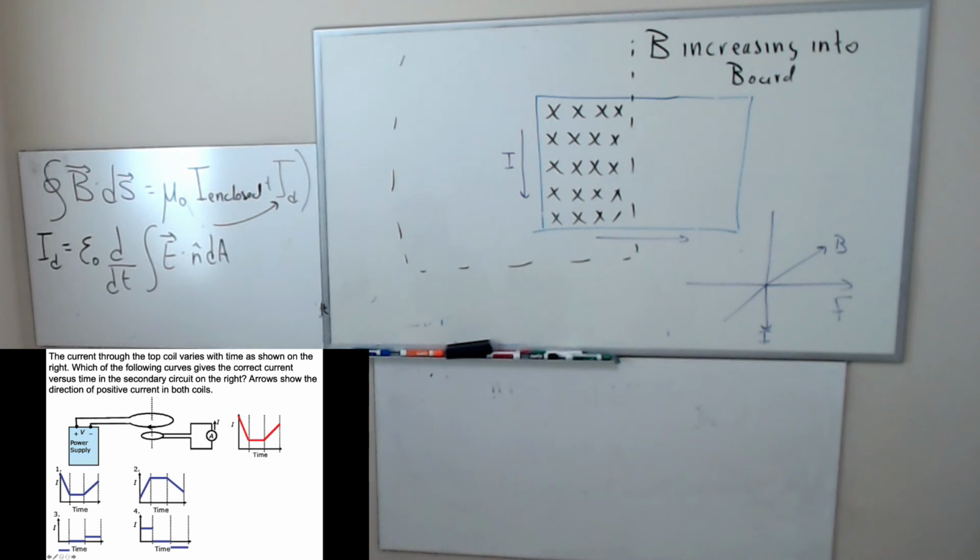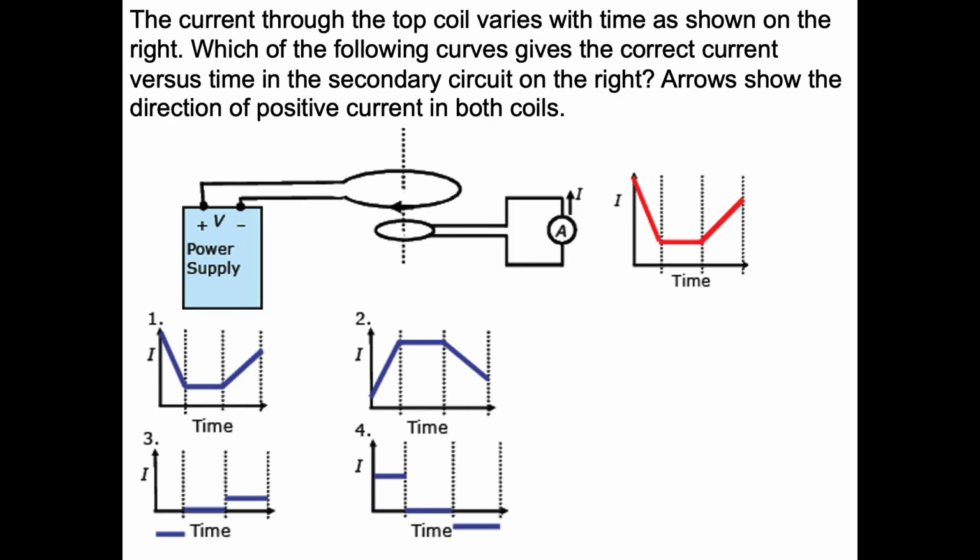So in this case, the current through the top coil varies with time as shown in that graph on the right. Which of the curves gives the correct current versus time in the secondary coil, the bottom one? The arrows also show the direction that's positive.